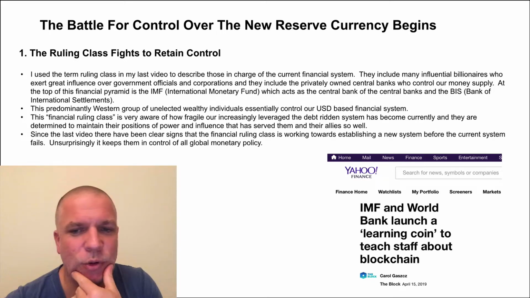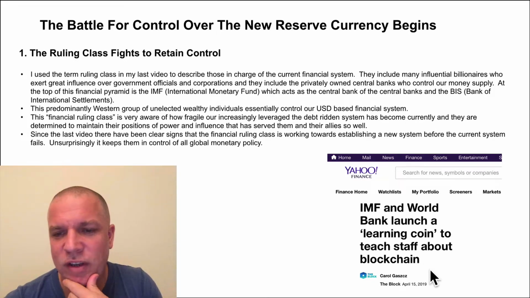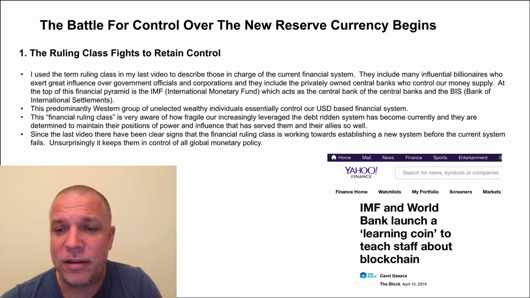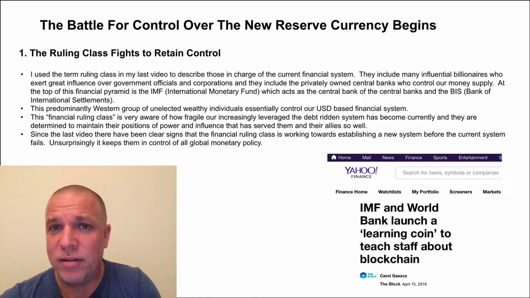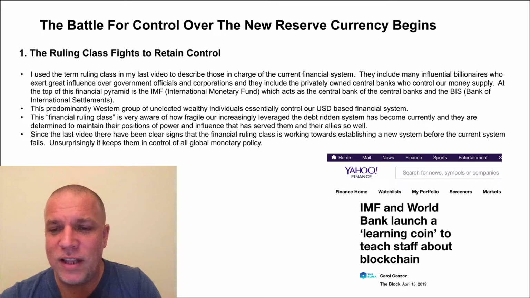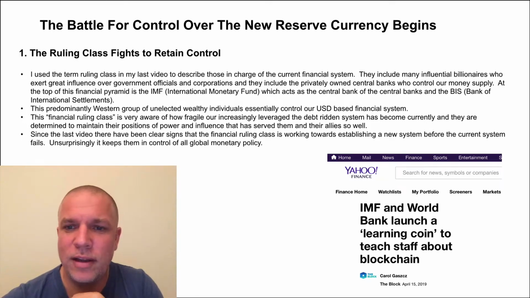What happened last month in April, which I thought was fascinating, was the IMF came out with this news story. I put a screenshot of it here from Yahoo: IMF and World Bank launch a learning coin to teach staff about blockchain. That was fascinating. This is the IMF starting to sow the seeds and get the expertise around blockchain to presumably look at ultimately releasing a global cryptocurrency, which would be a perfect, logical and understandable alternative to the system we're in now. Should it fail, a global reserve currency on the blockchain would have quite a lot of appeal and could probably be peddled quite successfully. The fact that the IMF is positioning this way, getting the story out there and training their staff and learning their skills, is, I think, very significant and quite telling.